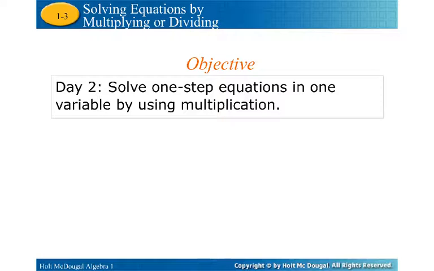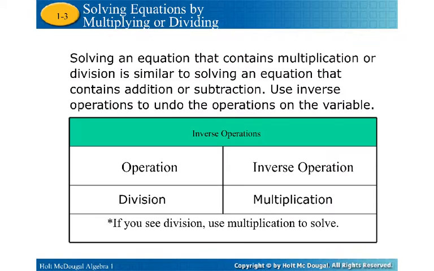Alright, so here we are with the second half of our Chapter 1, Section 3 notes. And today we're going to solve one-step equations in one variable using multiplication. So the last lesson was on division, and now we're going to see division and undo that with multiplication. So again, just in reiteration, inverse operations means that if you see division happening, which we will also be calling fractions, because that is technically division as well, then you need to do multiplication to solve.